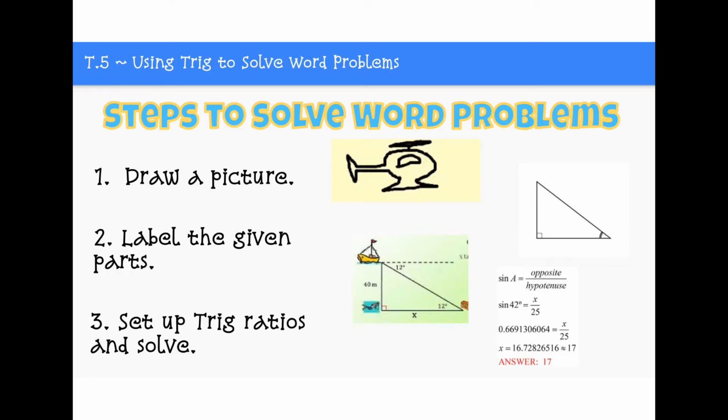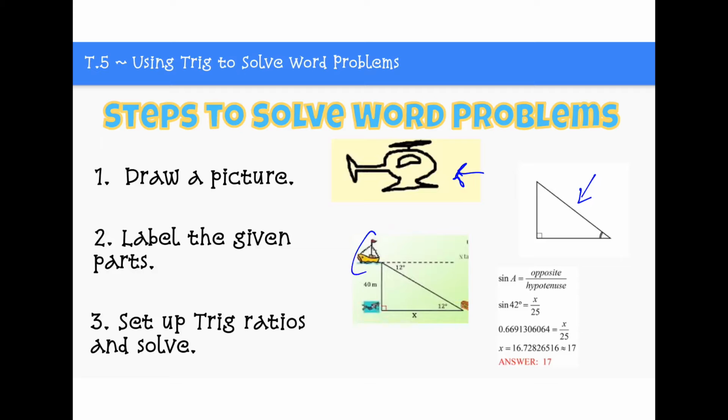Our steps for solving word problems are going to be to draw a picture, label the given parts, and set up the trig ratios and solve. Now you're going to see exactly why I'm not an art teacher, but you do want to make sure that you draw something. So if you want to get creative and draw the actual image, sweet. If not, just draw a right triangle and we're good to go. But make sure you label the parts.